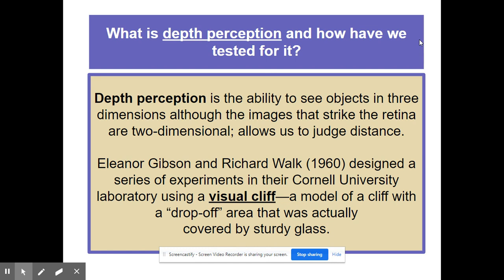So what is depth perception? Depth perception is the ability to see objects in 3 dimensions, although the images that strike the retina are 2 dimensional. It allows us to judge different distances. One way of looking at this is called the visual cliff. The way we're able to understand it is we take children and put them on a model of a cliff with a drop-off area, and see if they are able to see depth.